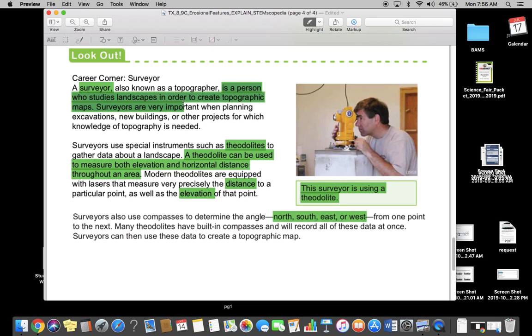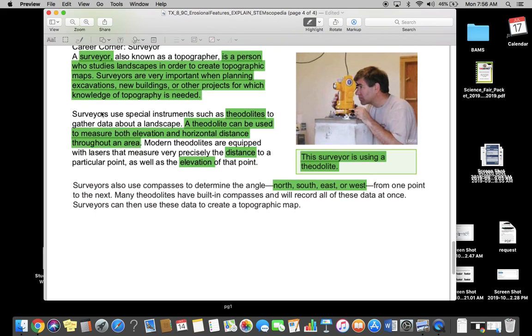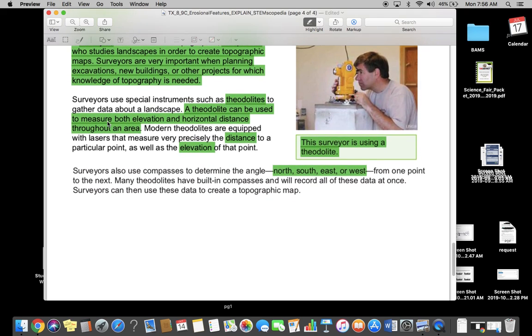Surveyors are very important when planning excavations, new buildings, or other projects for which knowledge of topography is needed. Surveyors use special instruments such as theodolites to gather data about a landscape. A theodolite can be used to measure both elevation or horizontal distance throughout an area. Modern theodolites are equipped with lasers that measure very precisely the distance to a particular point, as well as the elevation of that point. Right here, you see a surveyor that is using a theodolite.